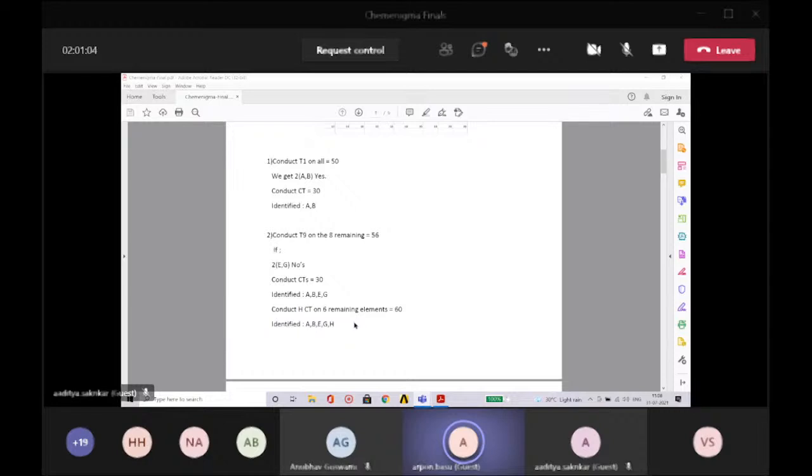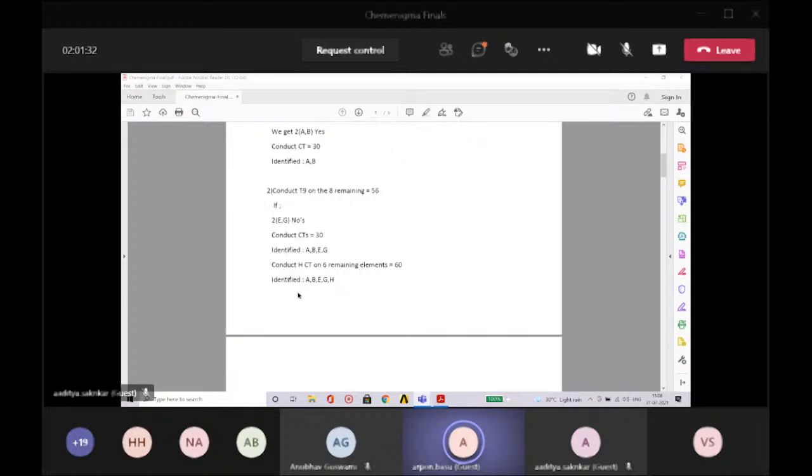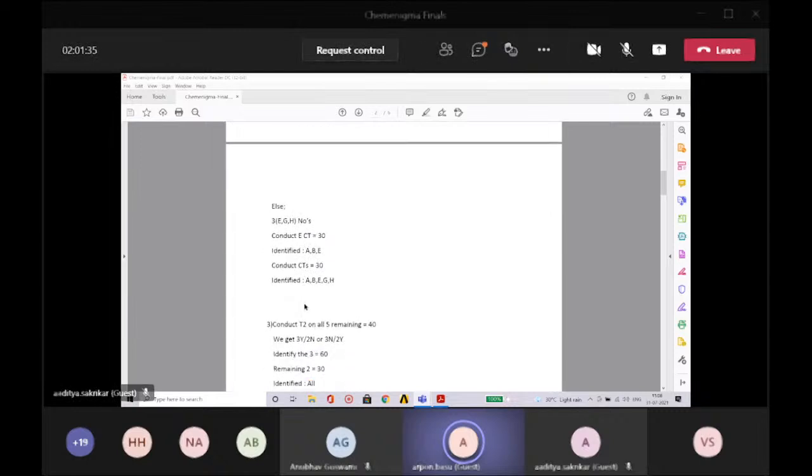So in the first possibility, if it comes out to be yes, then you just separate out the no's, which you know to be E and G. Then you again conduct the CTs, that costs 30, and now you have identified A, B, E and G. For reasons that will become clear soon, we will then also perform the CT for H, all the remaining elements. That will cost us 60, and so we have finally identified A, B, E, G and H.